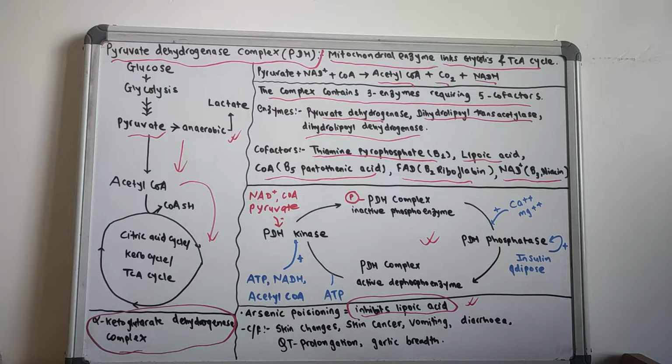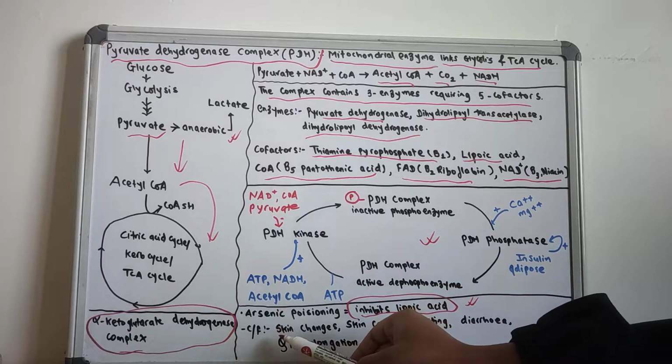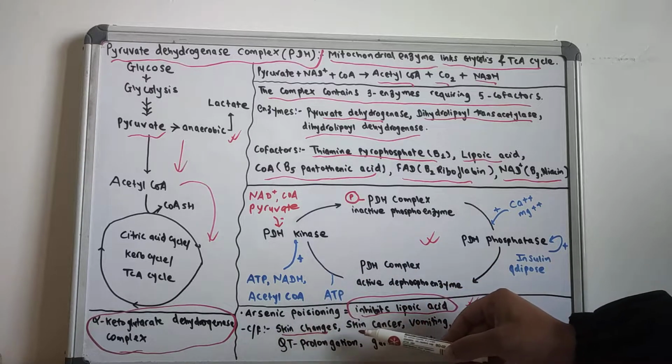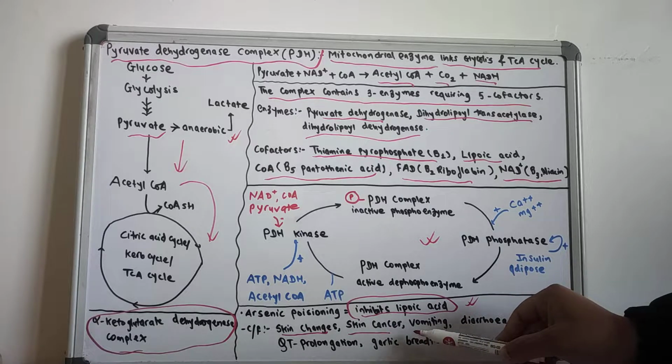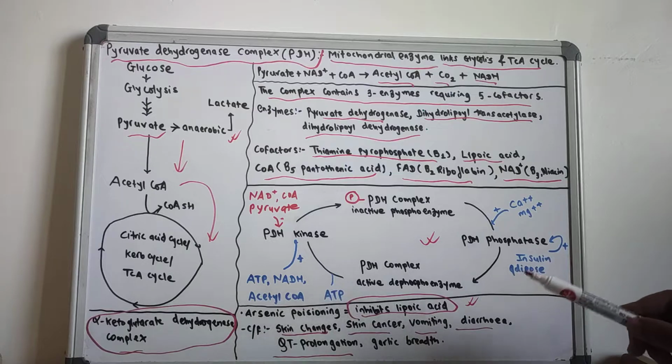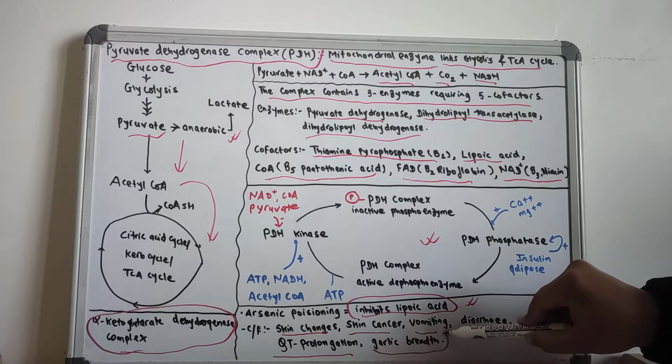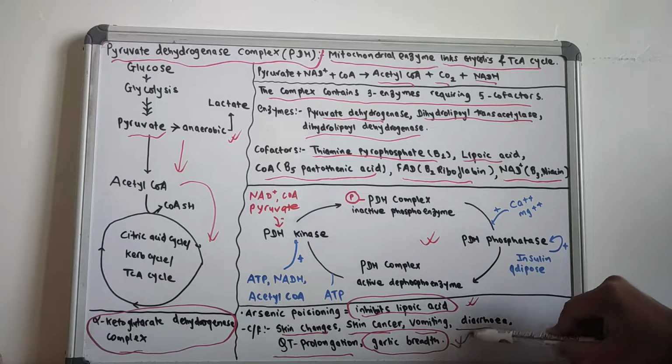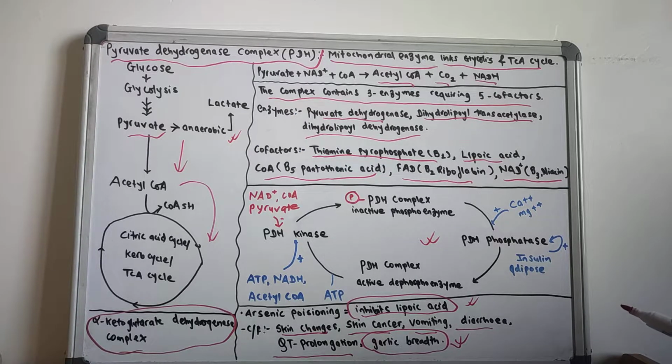So what are the various clinical features in arsenic poisoning? There are skin changes, there could be skin cancer, vomiting, diarrhea. In the ECG you see QT prolongation, and there is garlic breath. These are the main clinical features you see in arsenic poisoning.